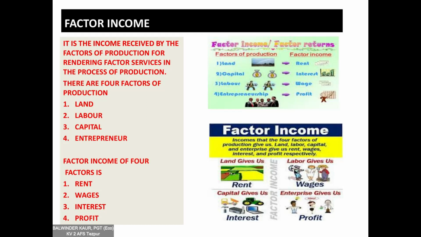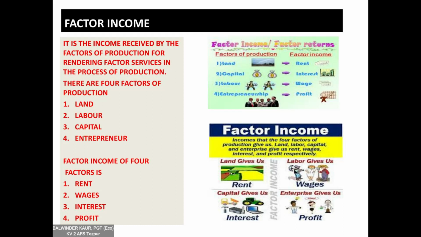And then comes the capital. Capital includes all man-made goods like machinery and equipment that help in production of goods. And the entrepreneur is the one who is the organizer. He combines the other three factors to produce, and he has to bear the risk and the uncertainty of the production. So he is the person who gets profit or losses.